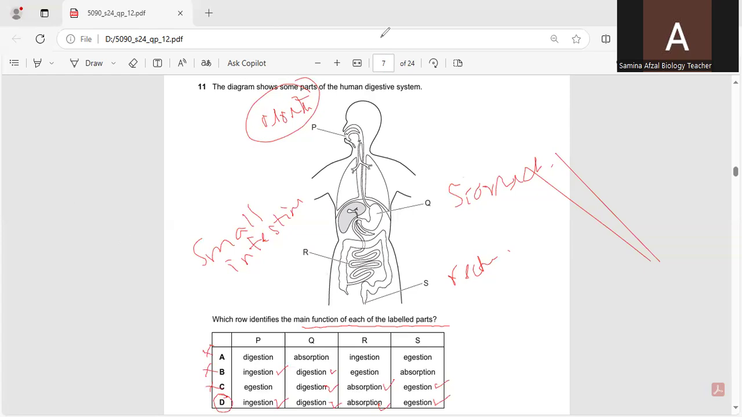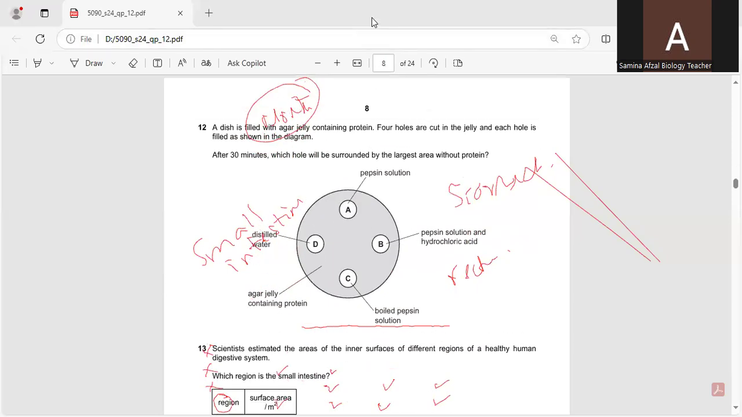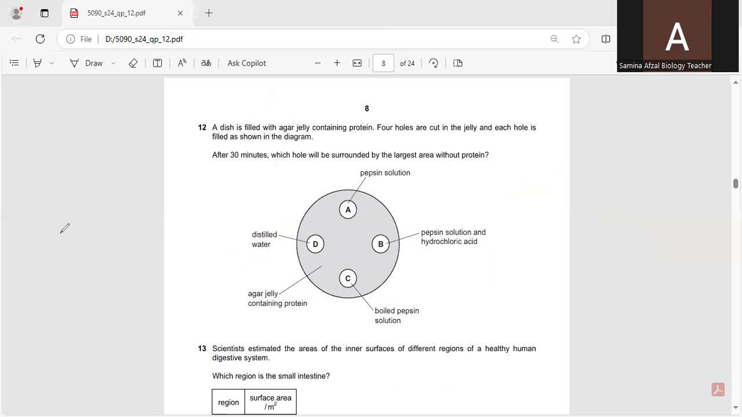Now, next question, question number 12. The dish is filled with agar jelly containing protein. Four holes are cut in the jelly and each hole is filled as shown in the diagram. After 30 minutes, which hole will be surrounded by the largest area without protein? Protein is digested by pepsin.